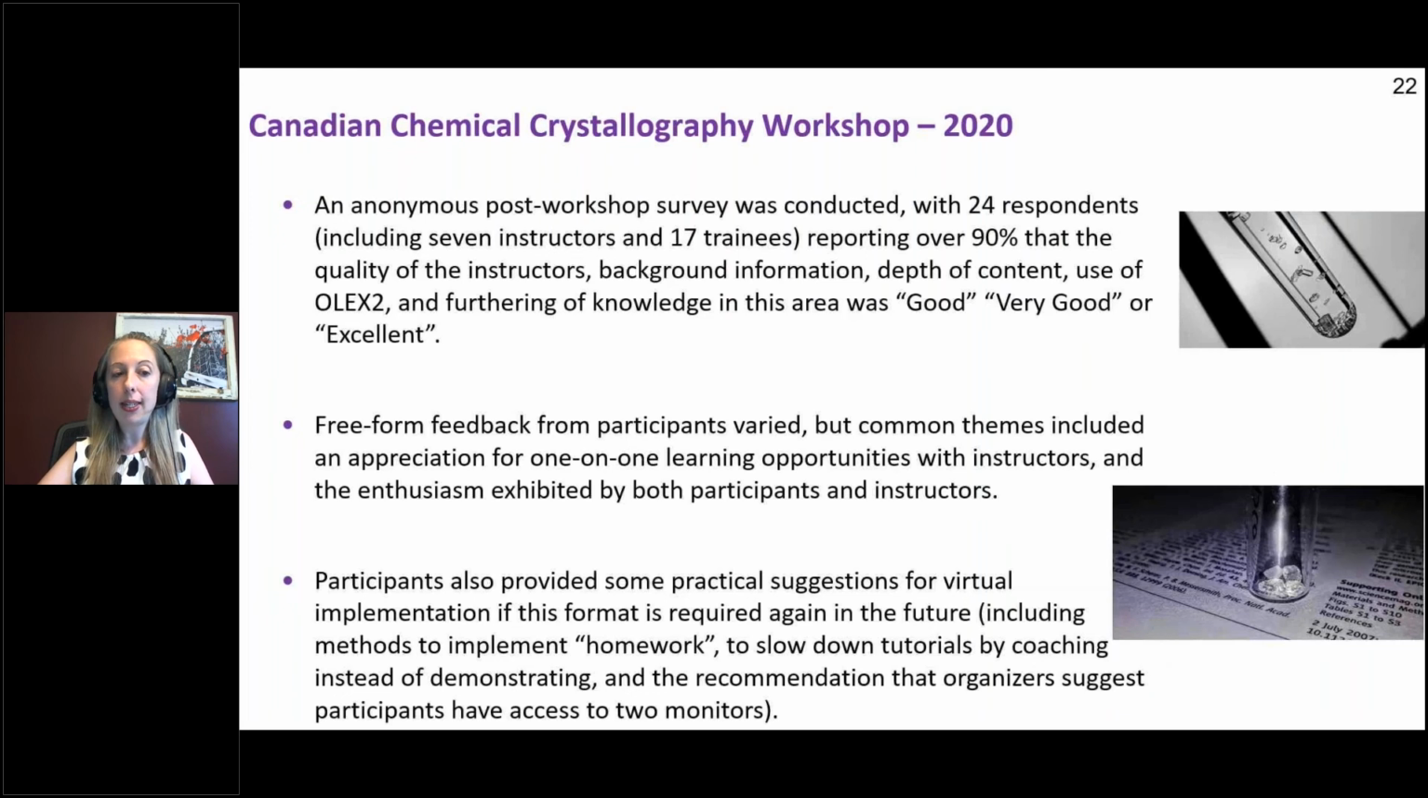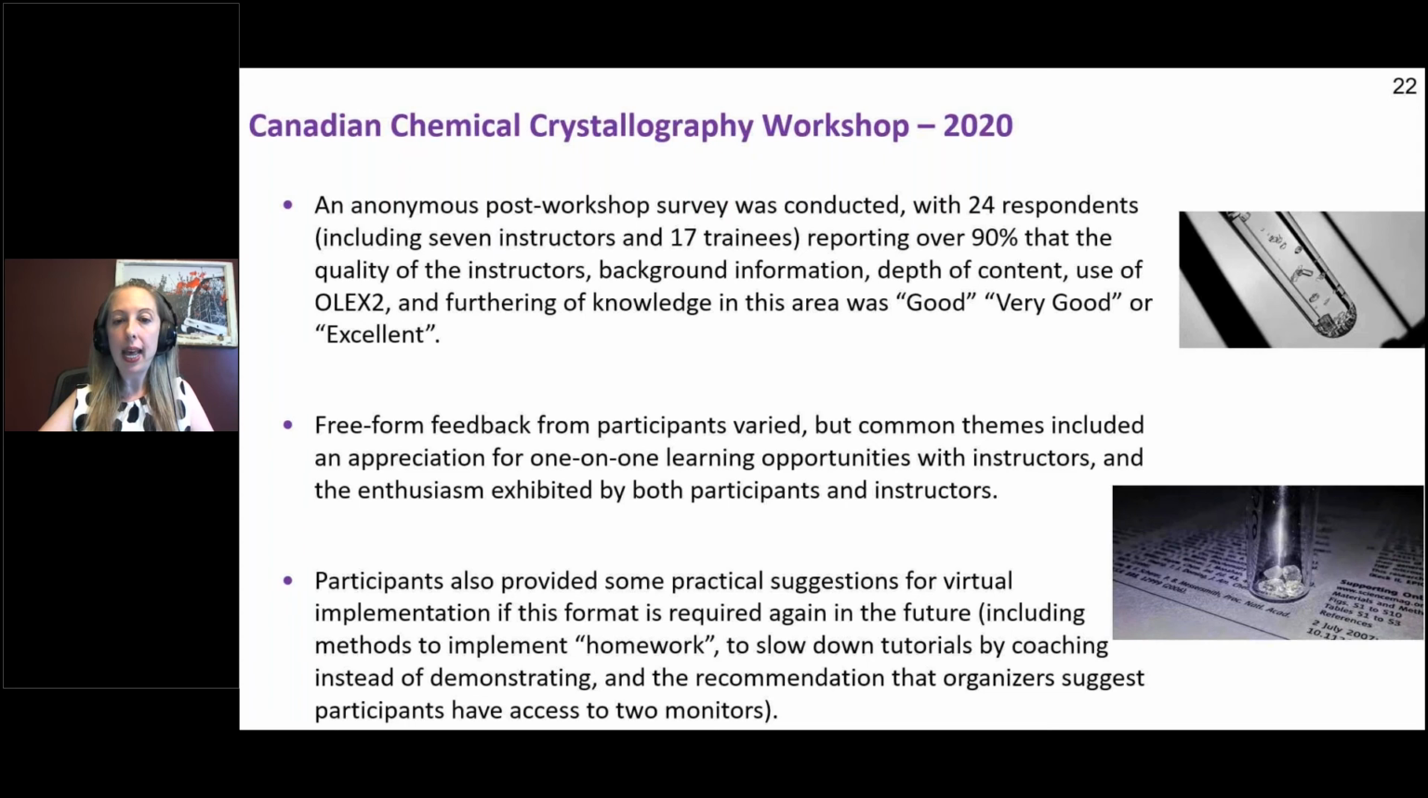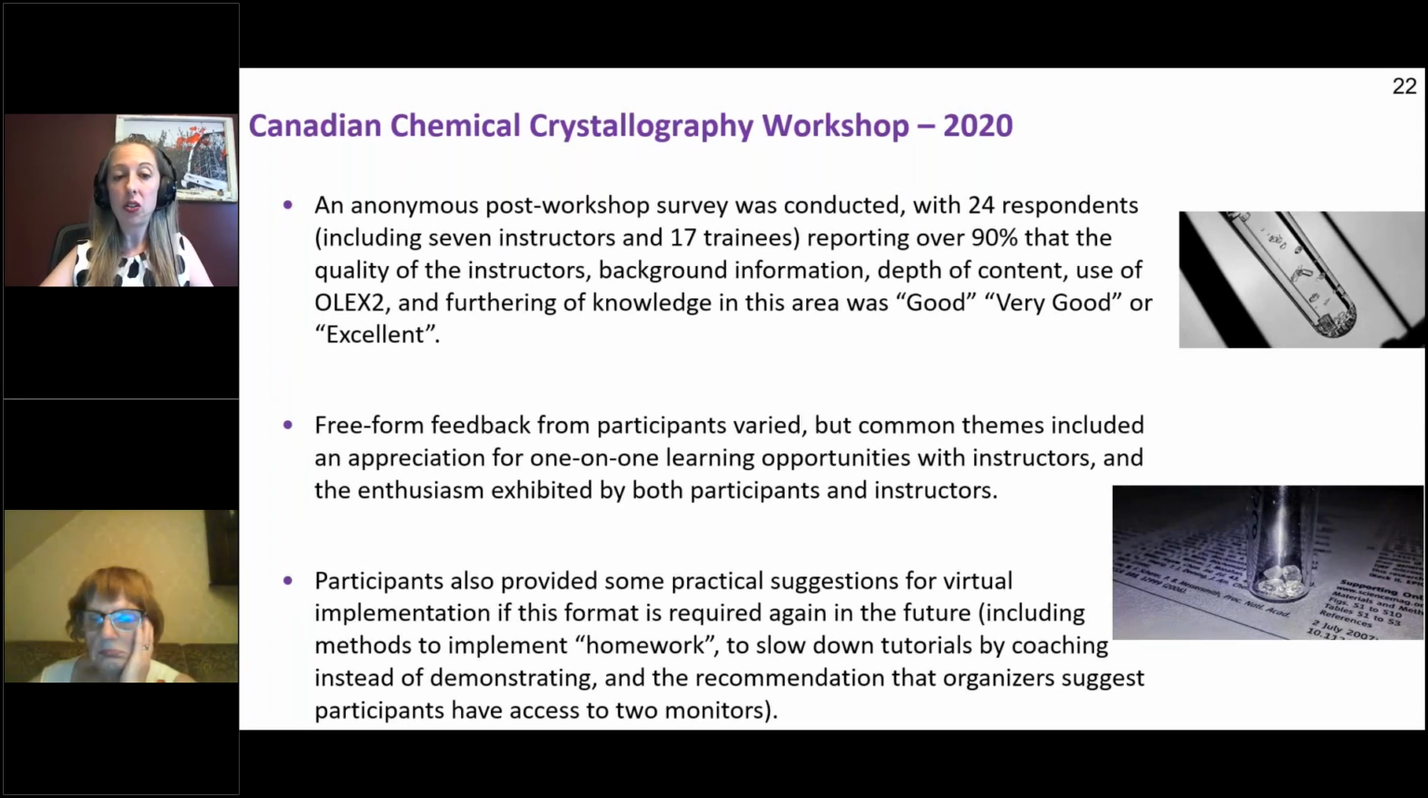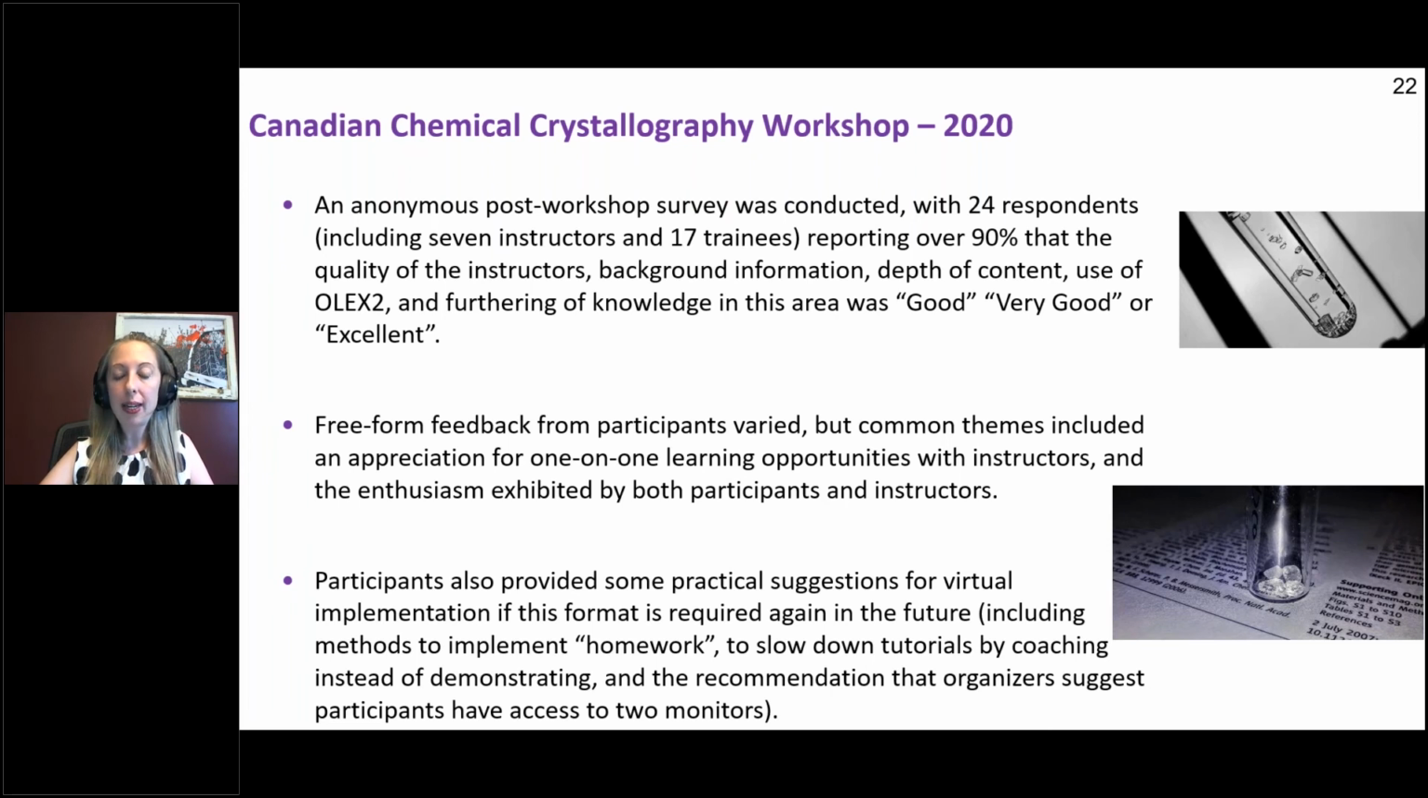We conducted an anonymous post-workshop survey with 24 respondents. 90% reported the quality of the instruction, background information, content, use of OLEX2, and furthering of knowledge was good, very good, or excellent. And we offered free-form feedback. I will tell you the two biggest things that came from the free-form feedback were, first, suggestions that in an online environment, it's very easy to go too fast because we don't know how students are keeping up with us, because you can't look over their shoulders.